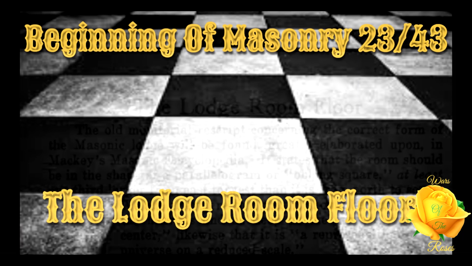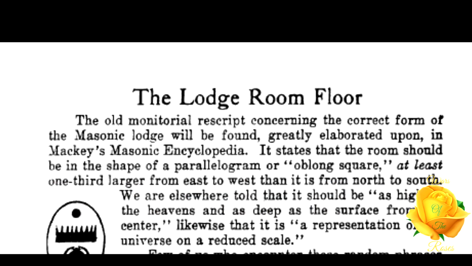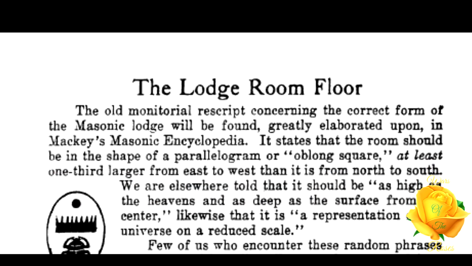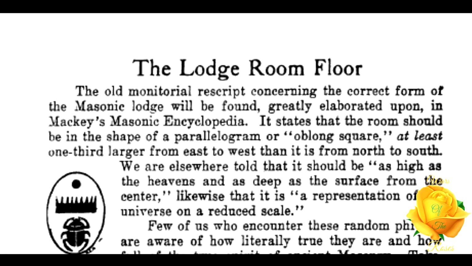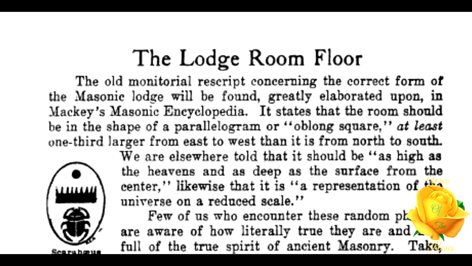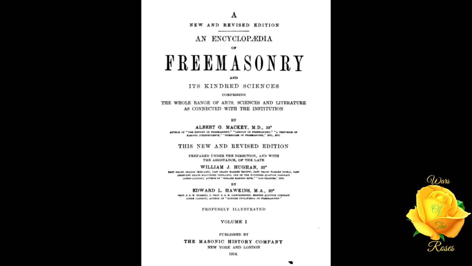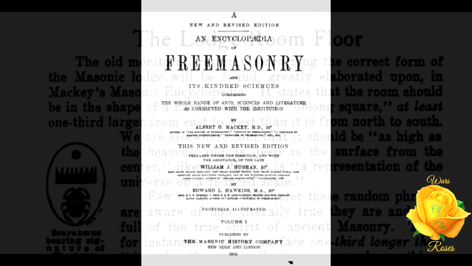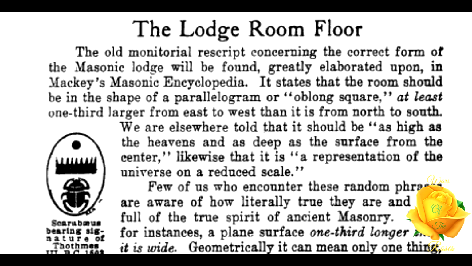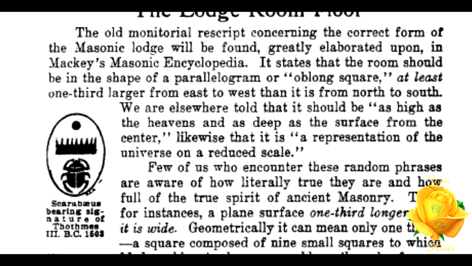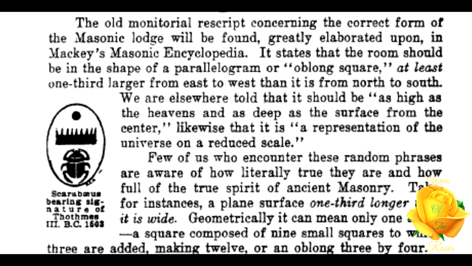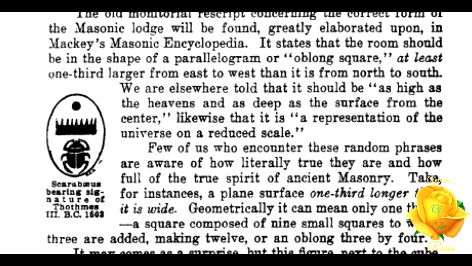The Lodge Room Floor. The old monitorial rescript concerning the correct form of the Masonic Lodge will be found greatly elaborated upon in Mackey's Masonic Encyclopedia. It states that the room should be in the shape of a parallelogram or oblong square, at least 1/3 larger from east to west than it is from north to south.